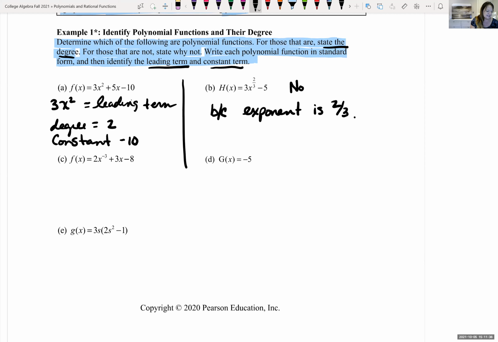Looking at C, f of x equals 2x raised to the negative third power plus 3x minus 8. Again, this actually is not a polynomial. And in this case, again, it has to do with the exponent, and the exponent is negative 3.